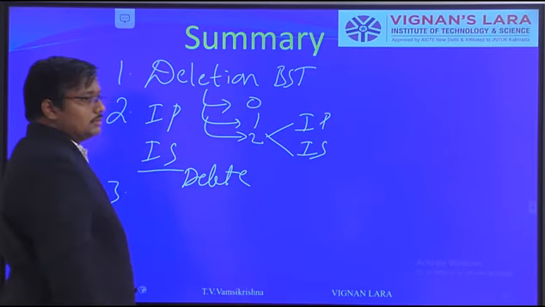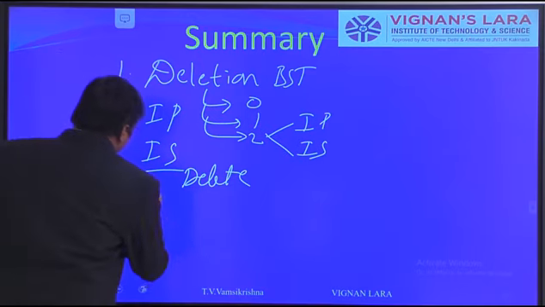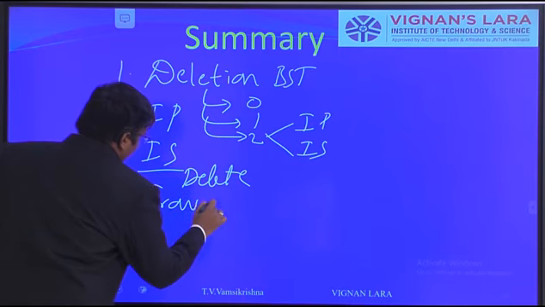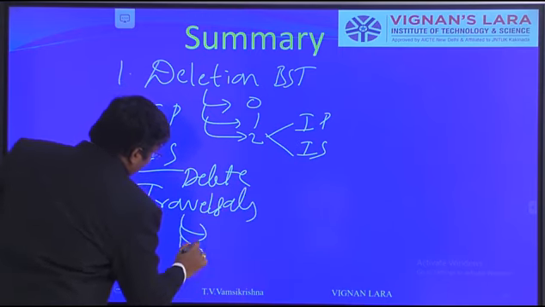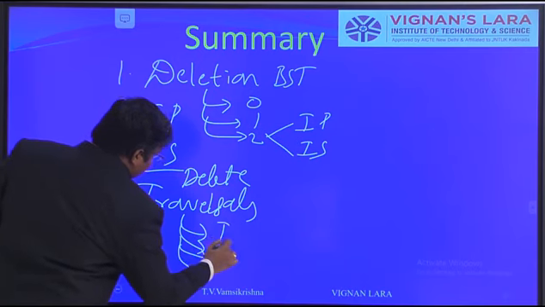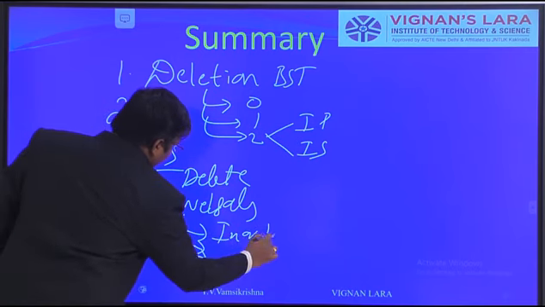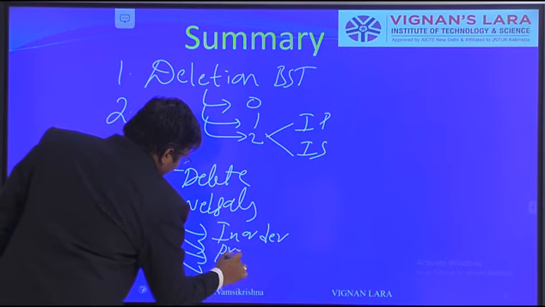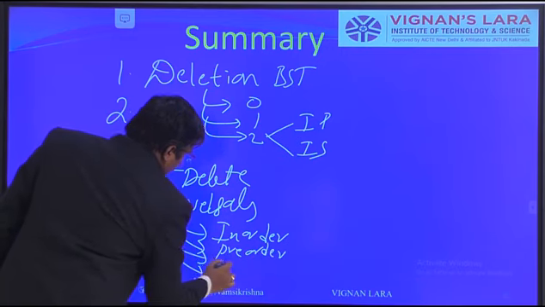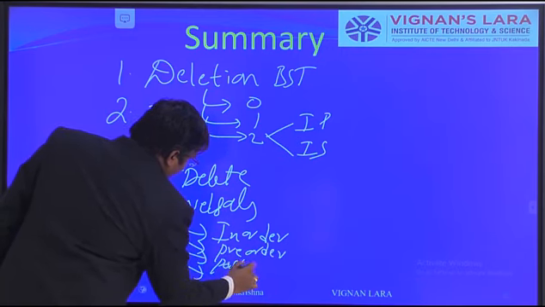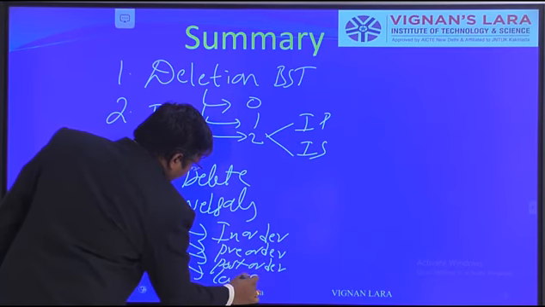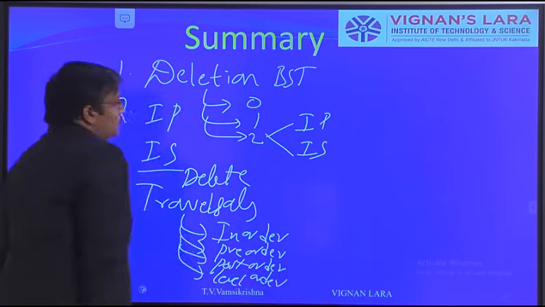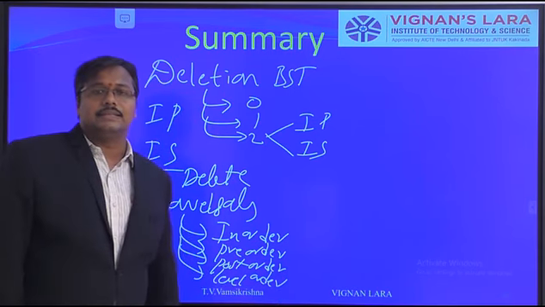And third, we learned about traversals. In the traversal case, we saw 4 different kinds: in-order, pre-order, post-order, and level order. So these are the topics we have discussed in this session.